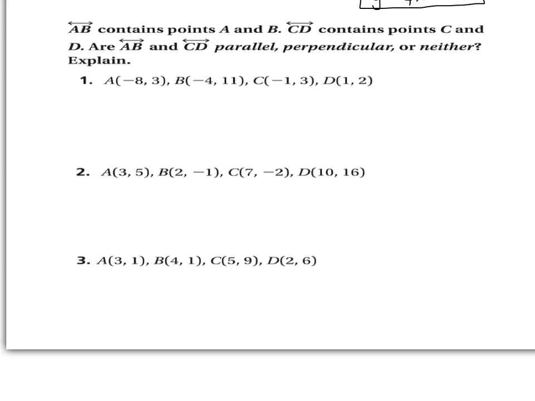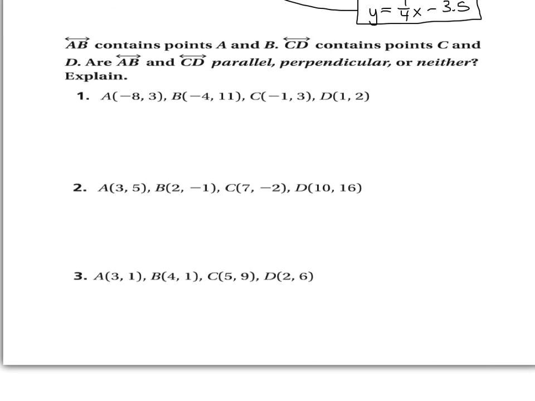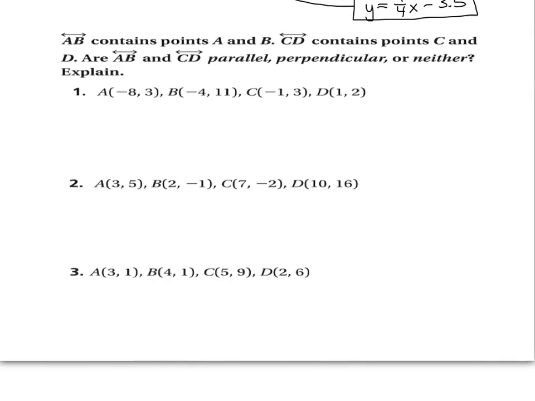Okay, as we look at these other three examples down here, it says line AB contains the points A and B. CD contains the points C and D. Are AB and CD parallel, perpendicular, or neither? And explain. So how are we going to identify that? Well, the only way we can identify whether they're parallel, perpendicular, or neither is to find the slopes.